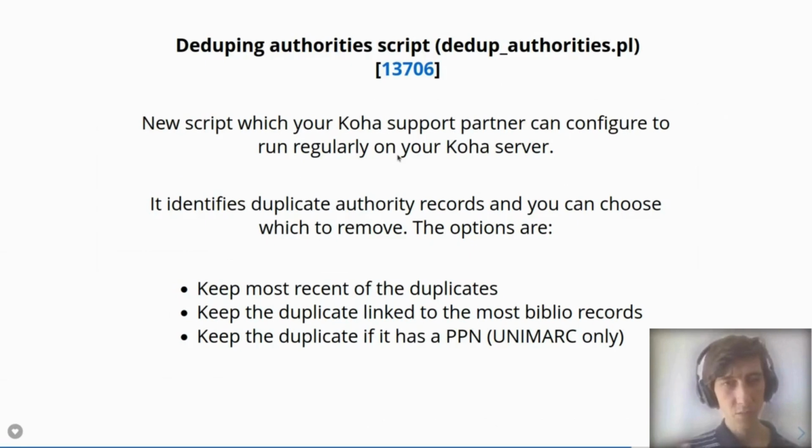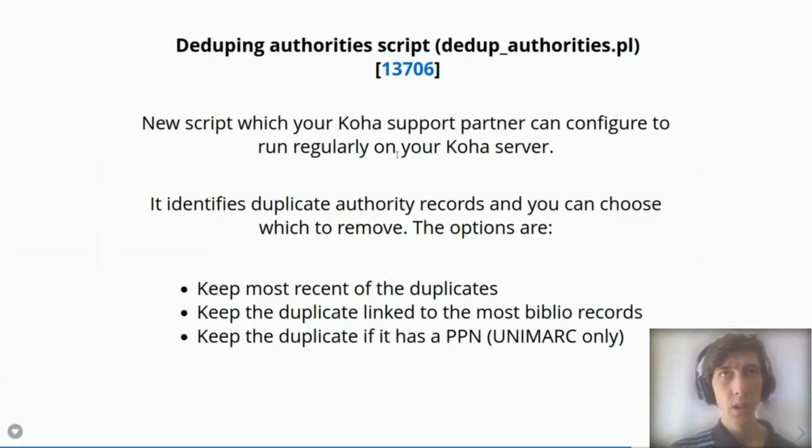What the script will do, if your Koha support vendor schedules it to run for you, is it will look through your authority records in your catalogue and it will remove duplicate authority records based on rules that you define. These rules tell Koha which of the duplicates to remove. So you can tell Koha, keep the most recent of the duplicates. If you have 5 authorities and they're all duplicates, you can tell Koha, keep the most recent one, remove the other 4 older ones. That's one rule.